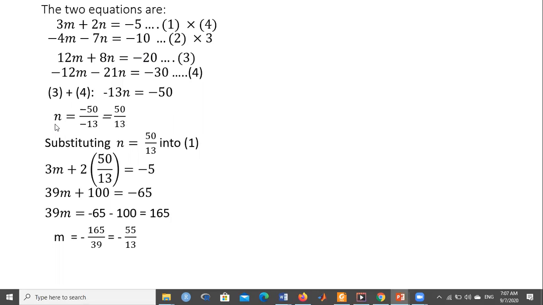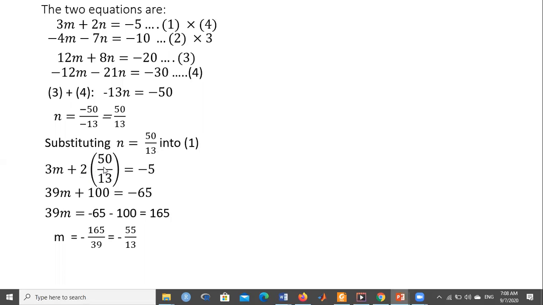Now that you know n, we can substitute this n, 50 over 13, into any one of the equations, either equation 1 or equation 2. So I took equation 1. Therefore, substituting n equal to 50 over 13 into equation 1, we now have 3m plus 2 into bracket 50 over 13 equal to negative 5. So you're now having a fraction.